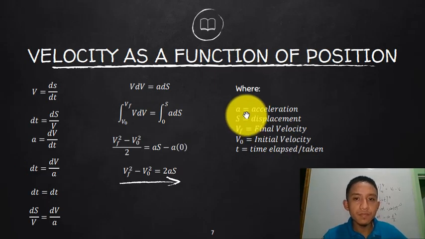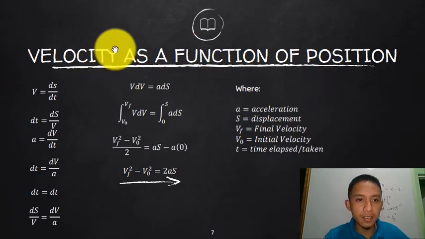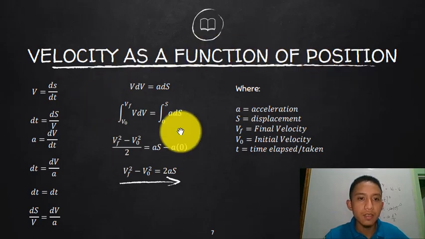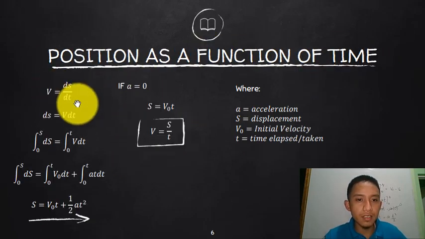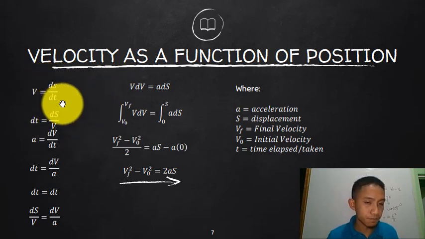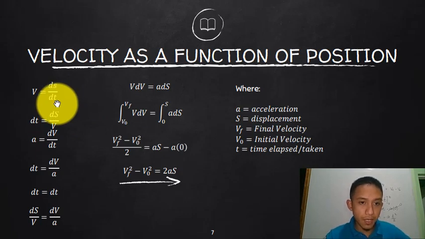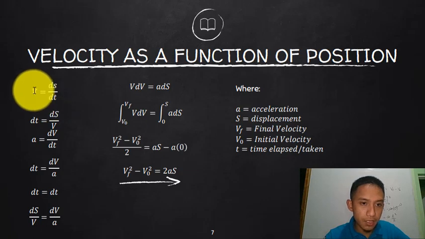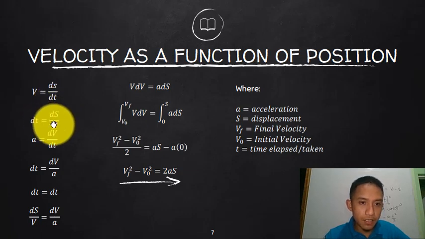Once more, the other is velocity as a function of position. So we will still start with your v = ds/dt. Let's try now to cross multiply or bring out your dt. So you will have there ds over v. This dt will go there, v will go down. So you have your dt as this one.